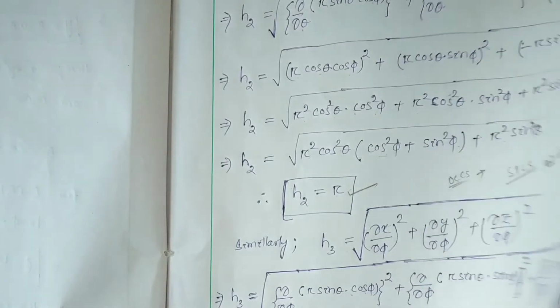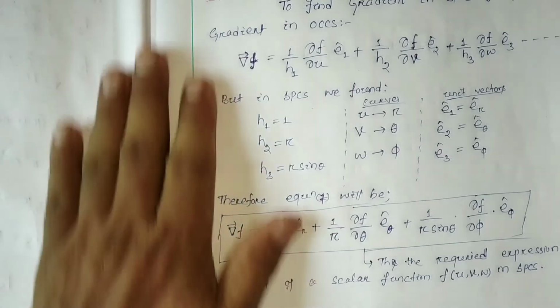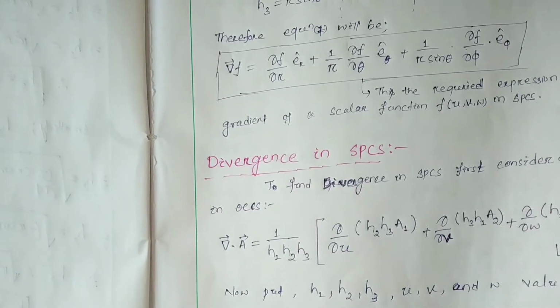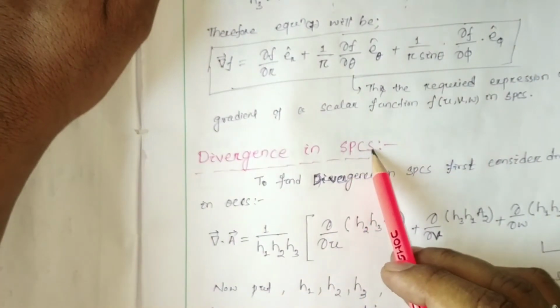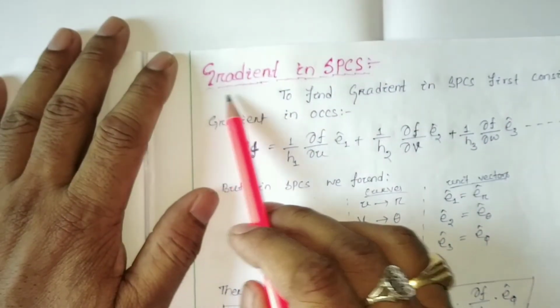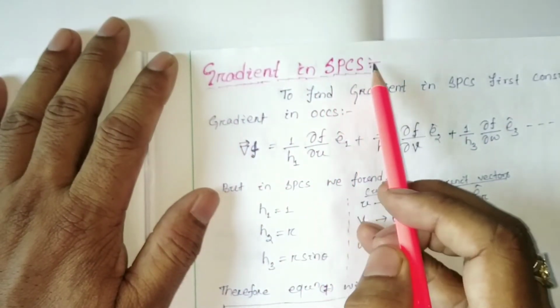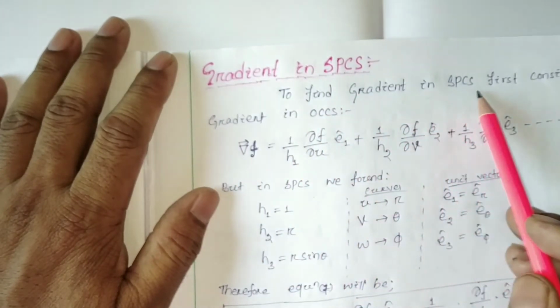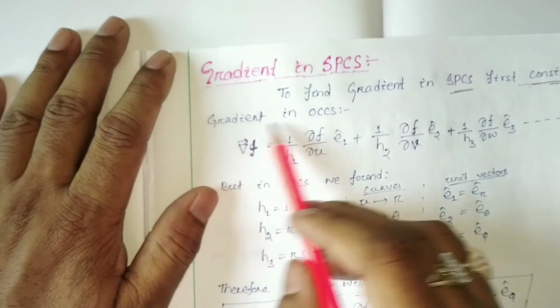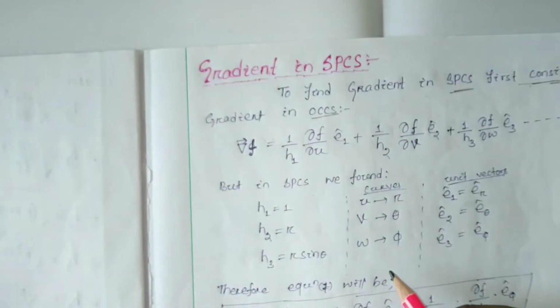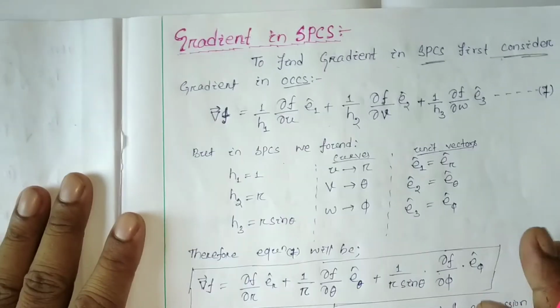So now we are going to use these values to find the gradient, divergence, curl and Laplacian in the spherical polar coordinate system. First we have to go for the gradient. To find the gradient in the spherical polar coordinate system, first consider the gradient in the orthogonal coordinate system, that means in the generalized coordinate system.